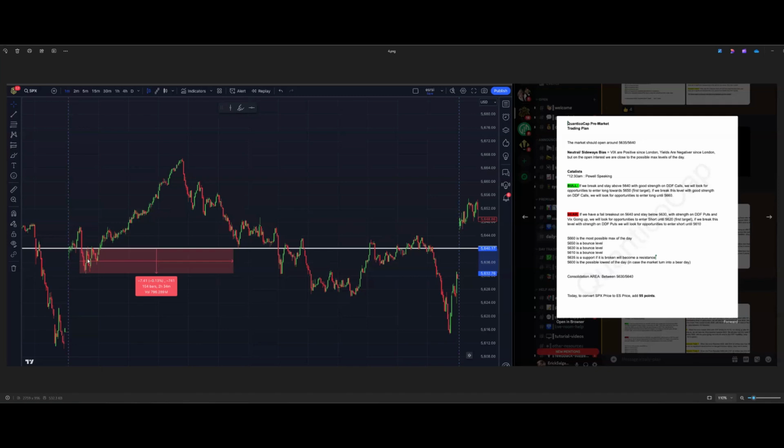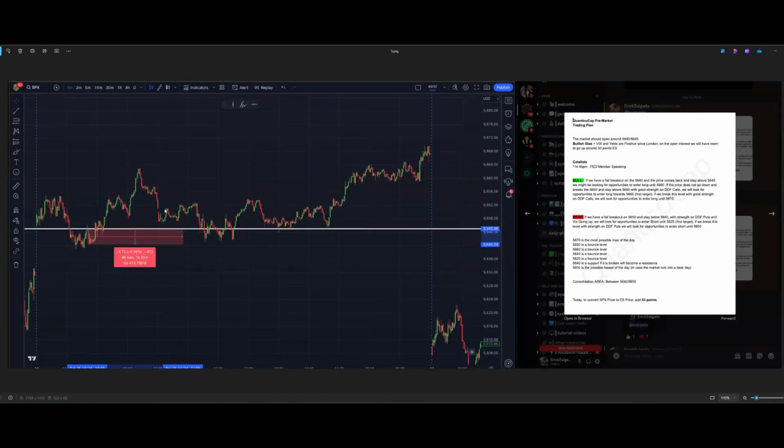Another great reason why the trading plan works. Let's move on. Okay, so on this graph, you can see a little bit more of a consolidation happening. Let's go through the daily trading plan. So we have a slight bullish bias, and what happens if it's a bull market?